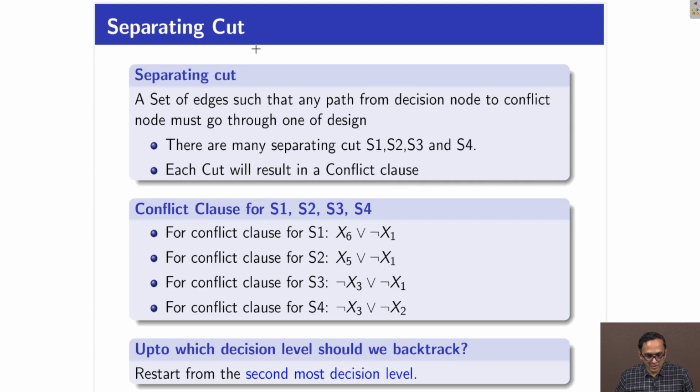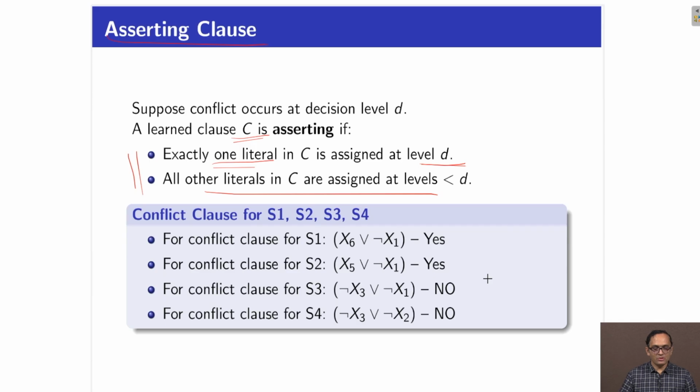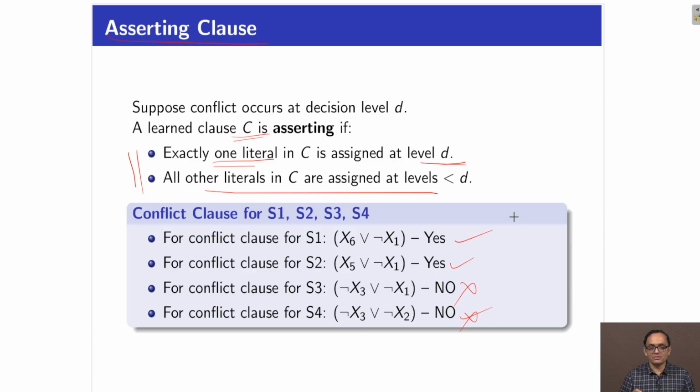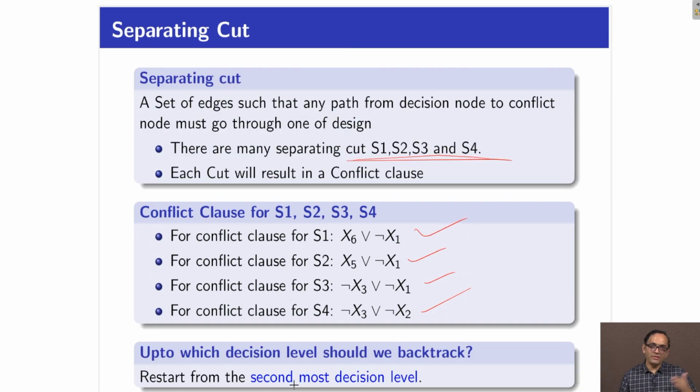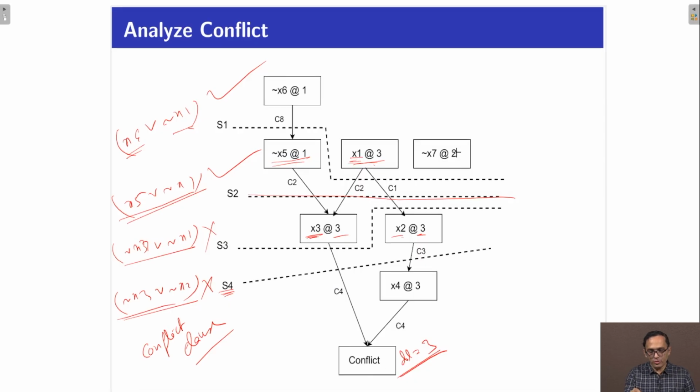Okay. So, the steps I told you are that you create a separating cut, so that all paths from the root node to the conflict node get cut, and for each separating cut you get a conflict clause, and I will pick one of them. So, I will check which one is an asserting clause, and I identified that two of them are not asserting clauses, and two of them are asserting clauses. So, I will pick one of them, right. You will just take either this one or that one, and then what I will do is erase everything back to the second most recent decision level. My current decision level is 3 and 2 is not contributing here.